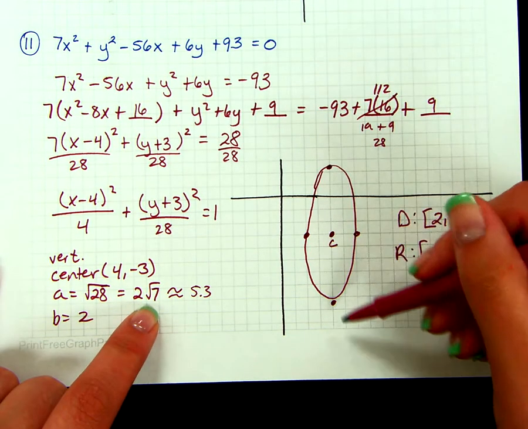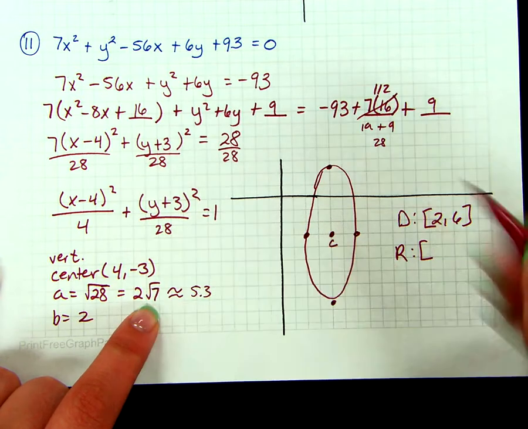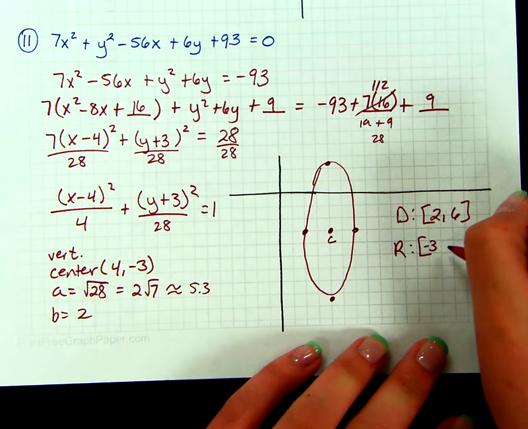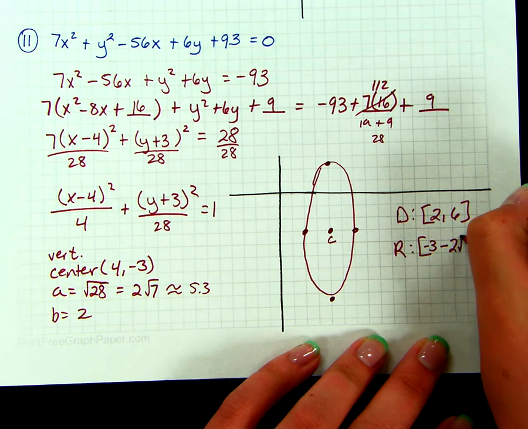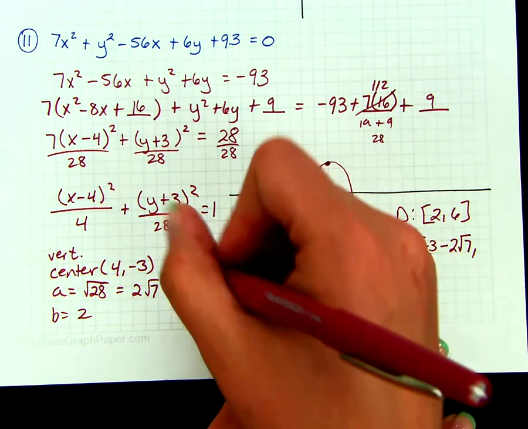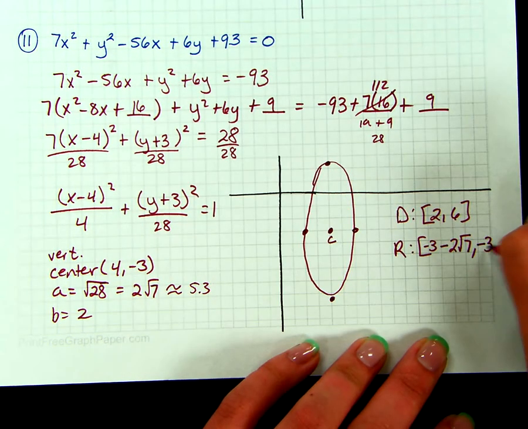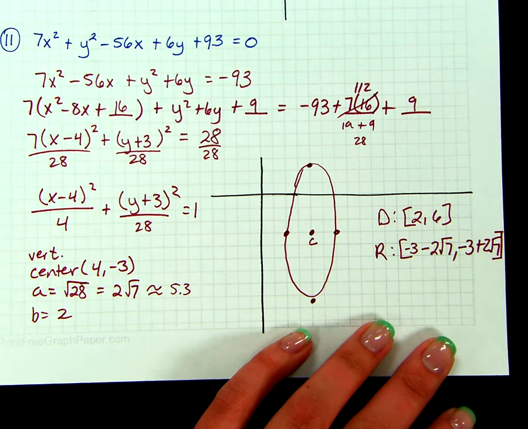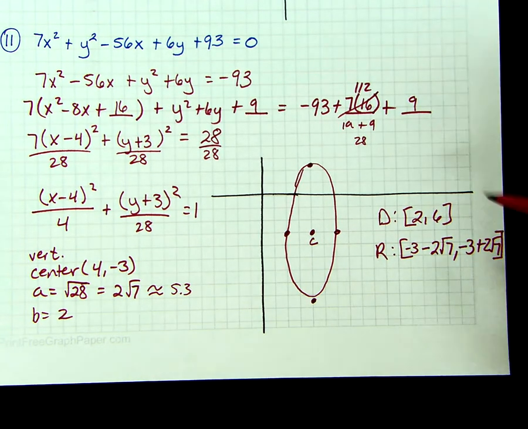So since we're moving up and down, we're going to take the y value of our center, so -3. And then we would subtract to get this point. So minus 2 square root of 7, comma. And then again, we're going to take that y value of -3, and then we're going to add 2 square root of 7 in a bracket. So then that's going to be our final answer, and it will also conclude section 4.